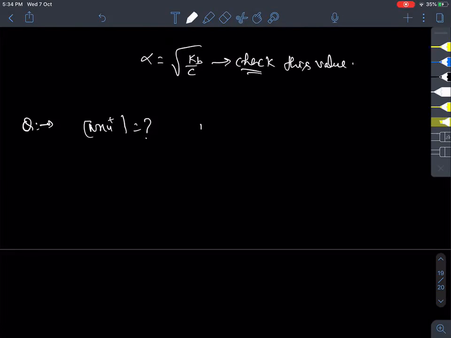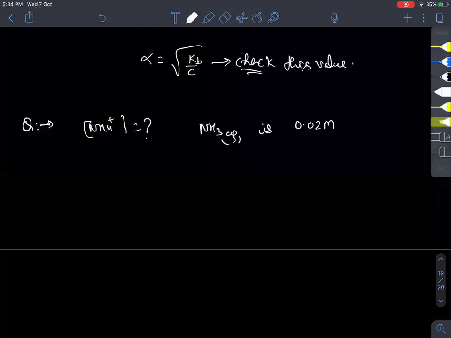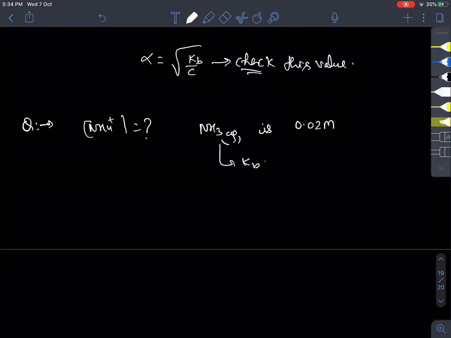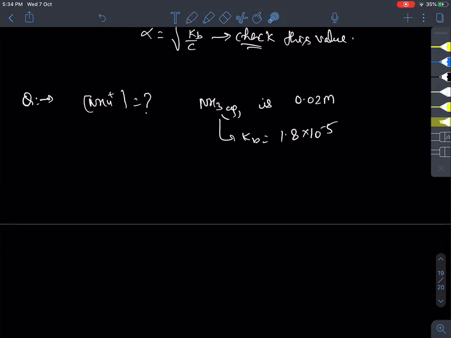If the concentration of aqueous solution of ammonia is 0.02 molar and the value of Kb is 1.8 into 10 to the power minus 5. Now could you figure out this? It's very simple.